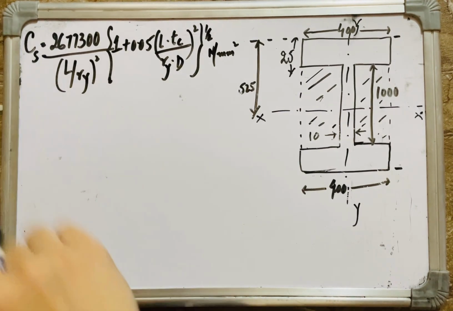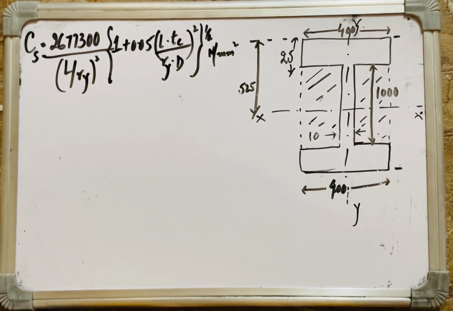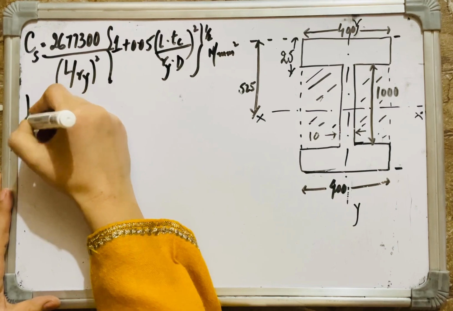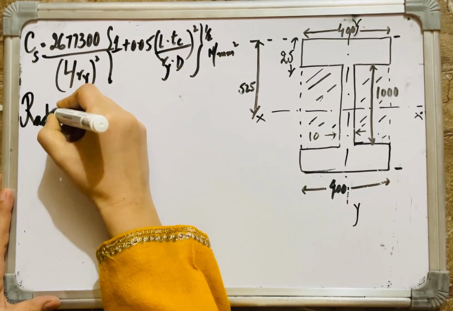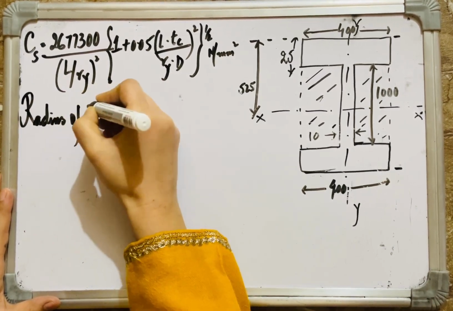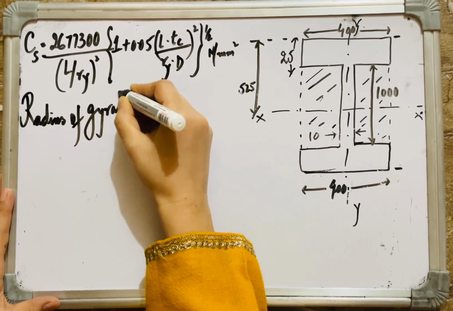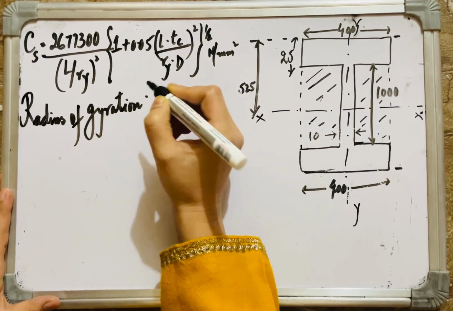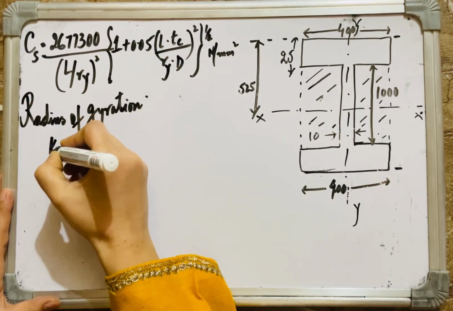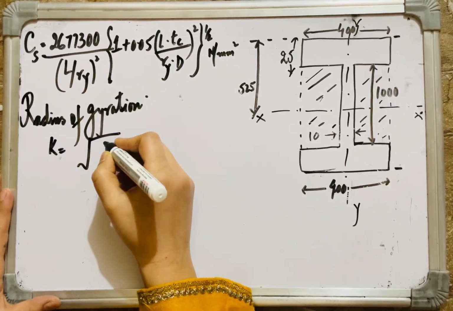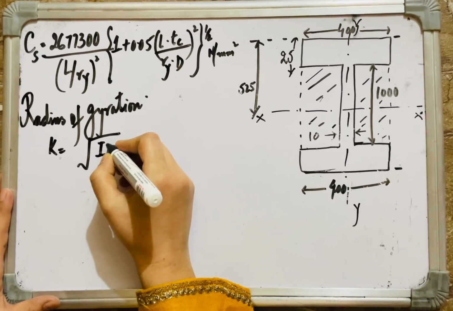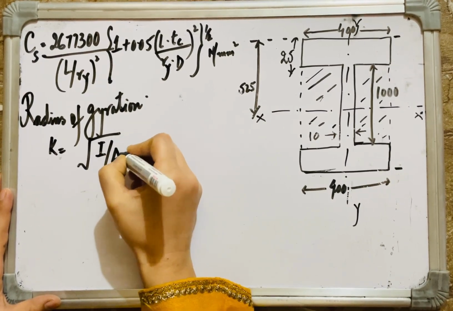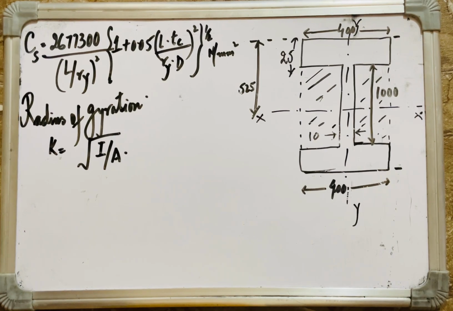Alright, now let's see how we'll calculate this. For that we need various things. The first one is the radius of gyration, or radius of gyration, howsoever you may like to pronounce it. It is denoted by K, and it is given by the square root of I by A. For any section, radius of gyration is given by the square root of moment of inertia divided by area.